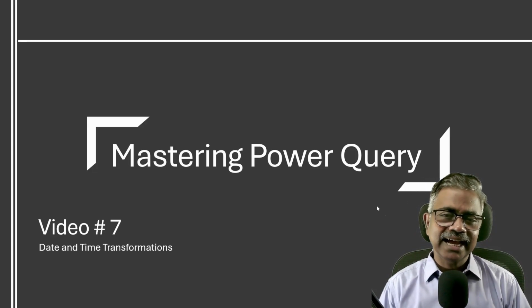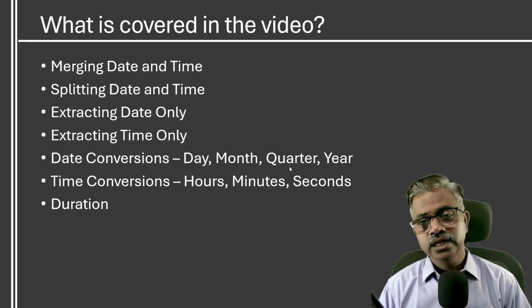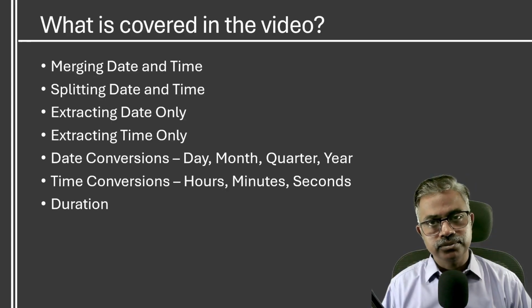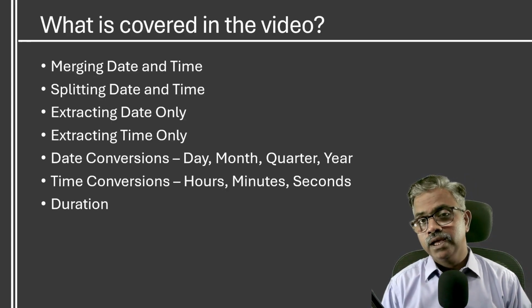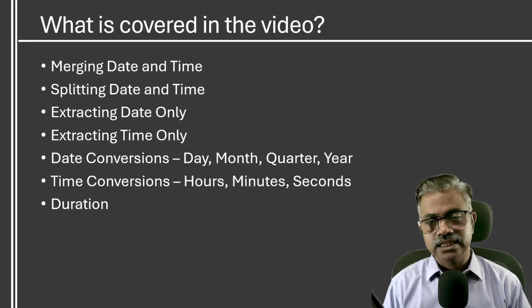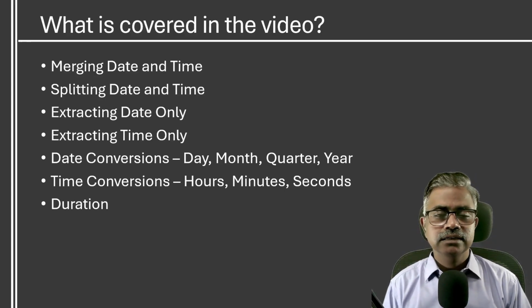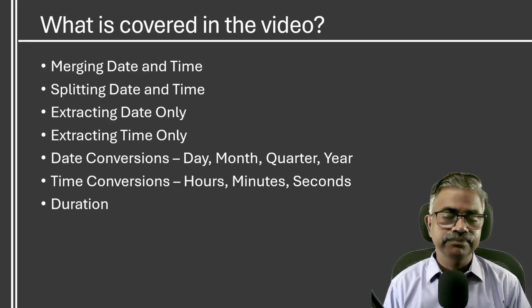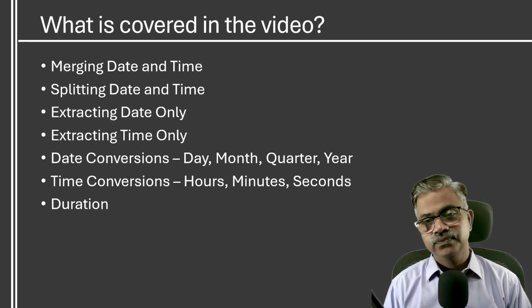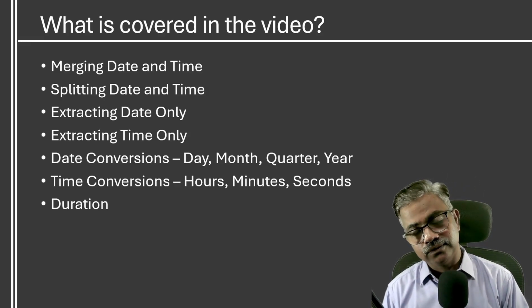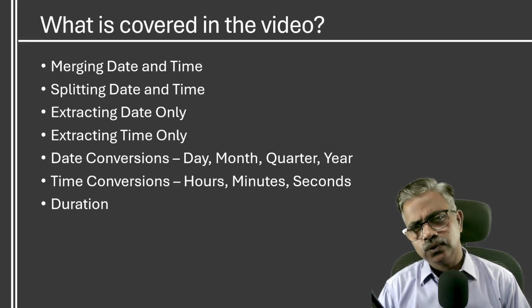So what are we actually going to cover in this video? If you have the date and time in different columns, how do you put them together? If you have them in one column, how do you split them into different columns for performing the analysis as per your requirement? And how do you extract every component of a date like day, month, year, and quarter? You can also get into weekday-wise, week of the year, week of the month. So there's so much inside the date transformation.